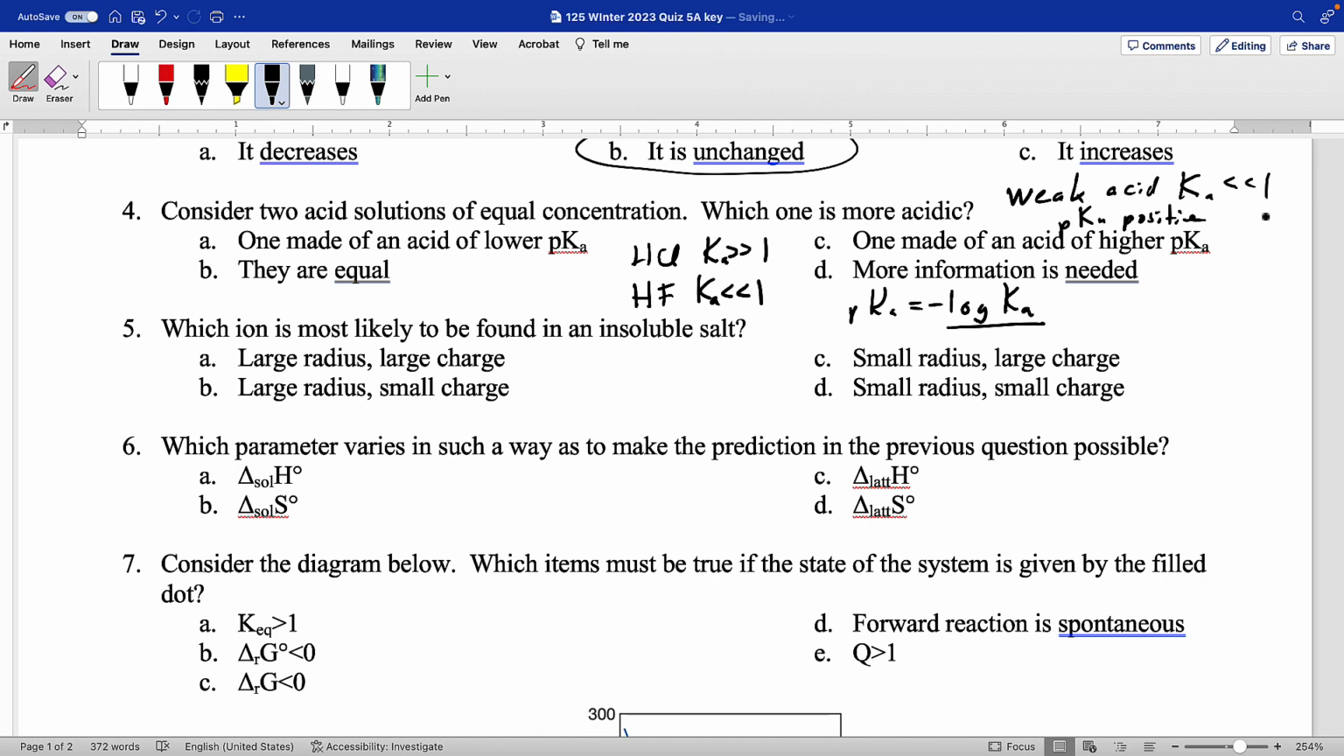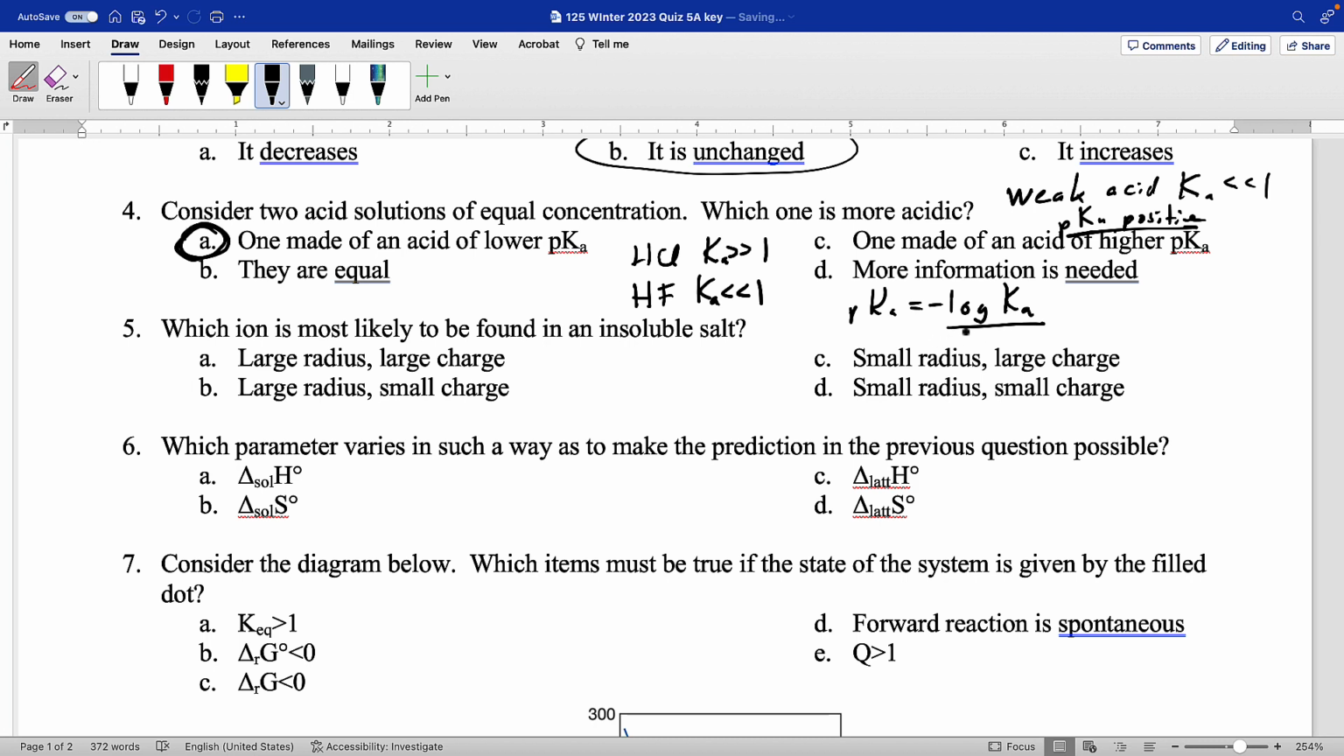So since the acids are of equal concentration, if we wanted to make it more acidic, we'd want one with a bigger Ka, or another way of saying this, a less positive pKa, right? Because the weaker acid is going to have a larger, more positive pKa. So we want one with a lower pKa. The lower the pKa, the stronger the acid.